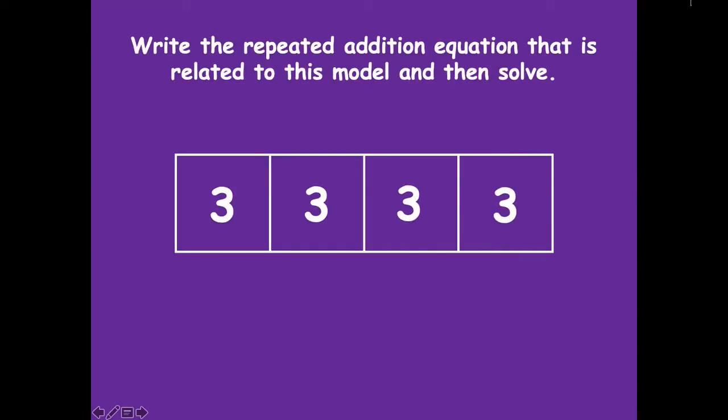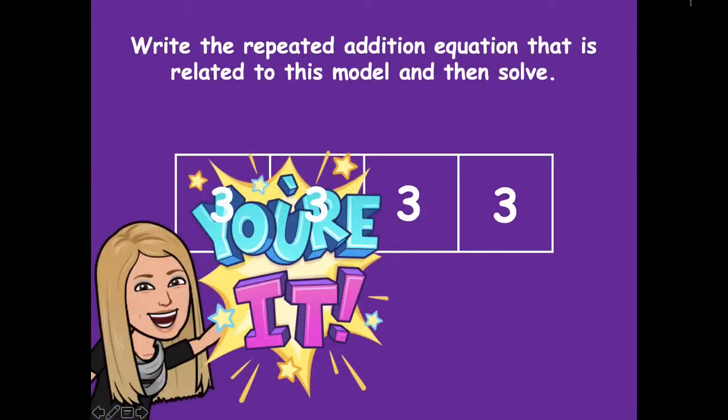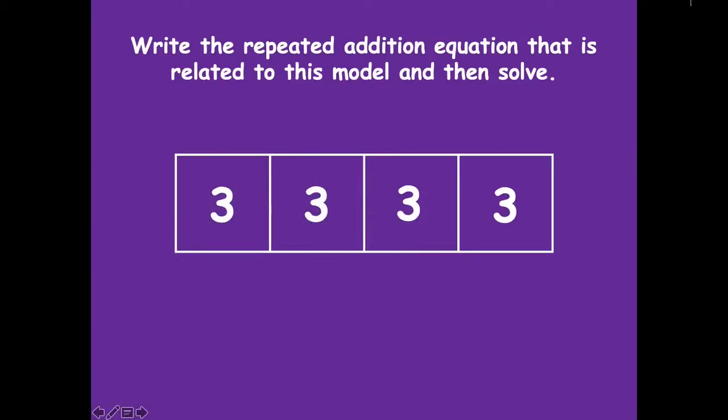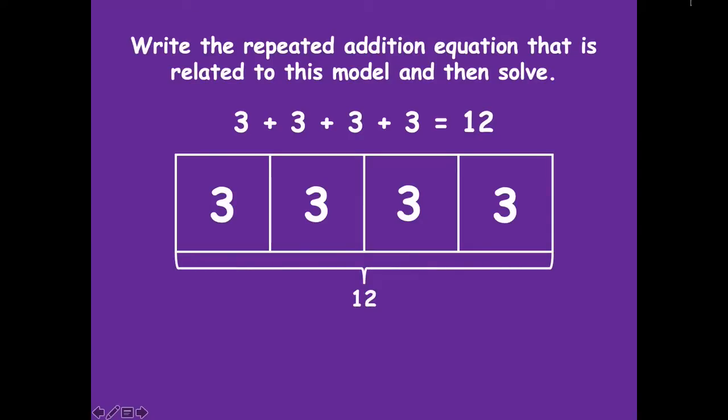Write the repeated addition equation that is related to this model and then solve. Pause the video, write your repeated addition sentence and solve, and then click play when you're ready to go over it together. All right, pause if you need more time. Otherwise, here's my repeated addition sentence: 3 plus 3 plus 3 plus 3. I have 4 3s because there's 4 groups with 3 in each group. We can model that and say the total by putting our bracket in there and writing the total underneath. So 4 groups of 3 is 12.